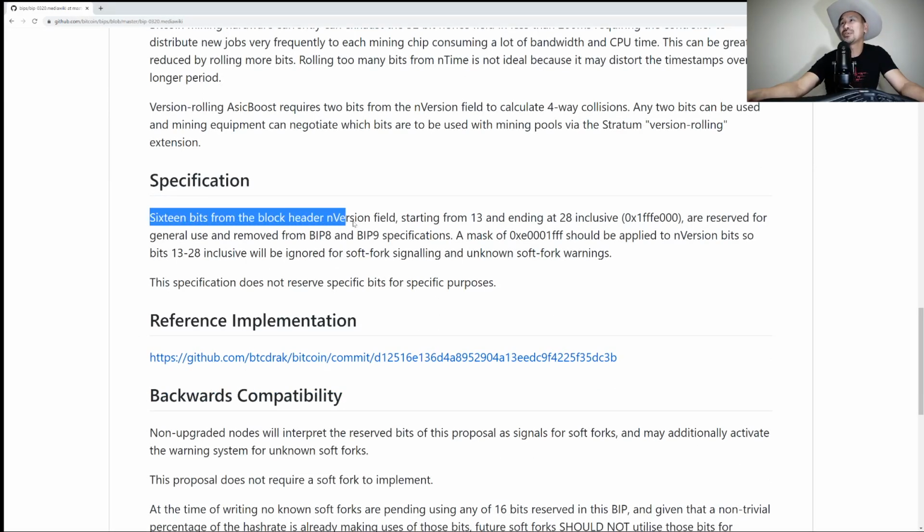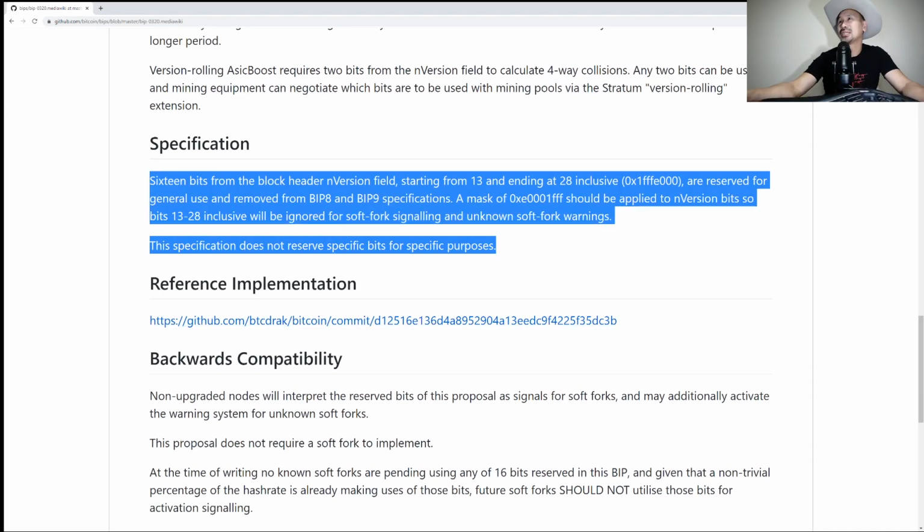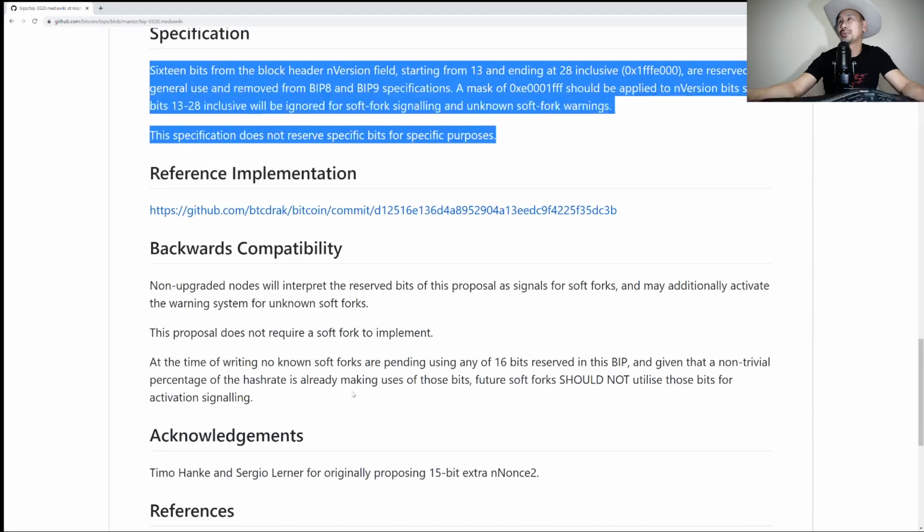Specification: the 16 bits from the block header's version field, starting from 13 and ending at 28 inclusive, are reserved for general use and removed from BIP8 and BIP9 specifications. So BIP8 and BIP9 say that the top 3 bits are reserved. Basically, everything from 13 to the 4th to last bit is now reserved for this thing. This specification does not reserve specific bits for specific purposes. And there's a reference implementation.